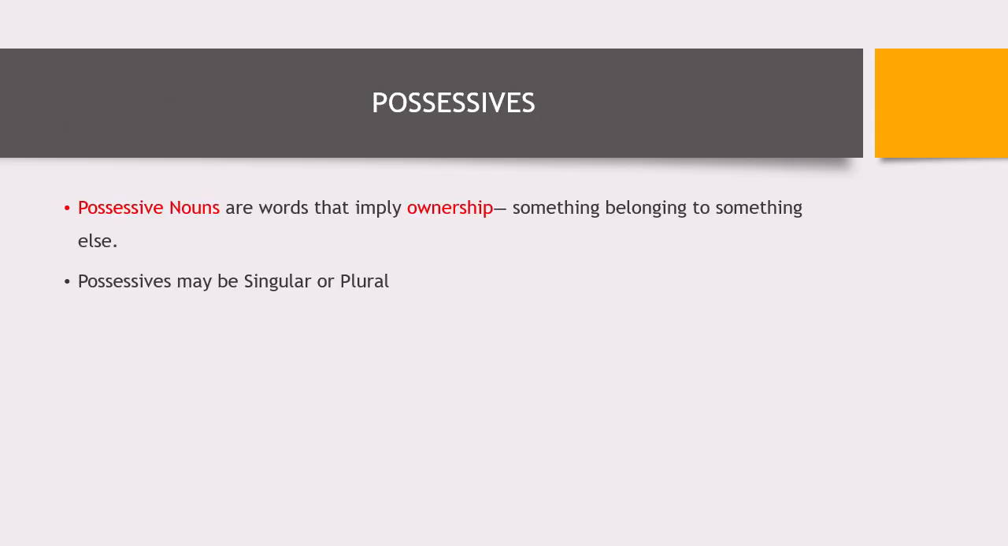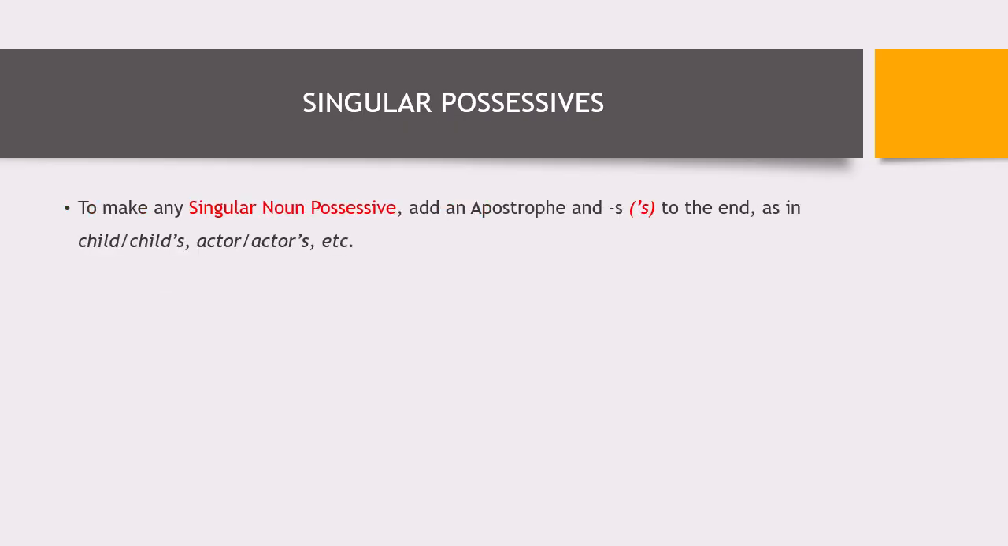Possessives. Possessive nouns are words that imply ownership, something belonging to something else. Possessives may be singular or plural. Singular possessives. To make any singular noun possessive, add an apostrophe and s to the end, as in child, child's, actor, actor's.